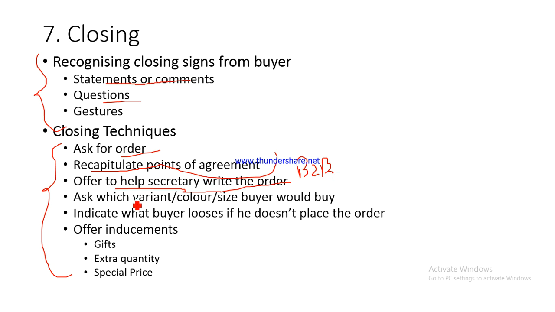Or you can ask the buyer which variant, color, size the buyer would buy. So you may ask him, sir, which variant will you take, should I give this yellow, pepi yellow, or the purple color car, which one would you like to order sir, the LX version or the LXI version. Now this again is an indicator for the buyer that you are about to close the meeting, about to end the meeting.